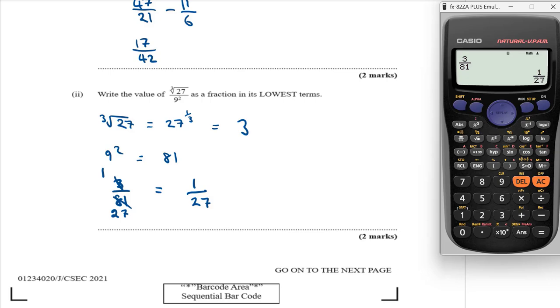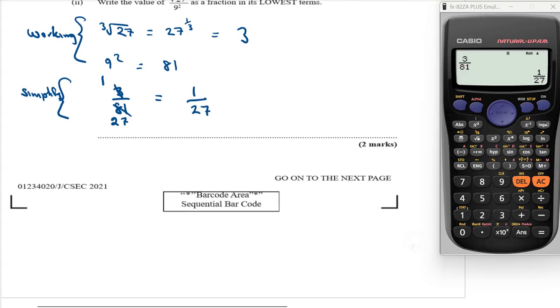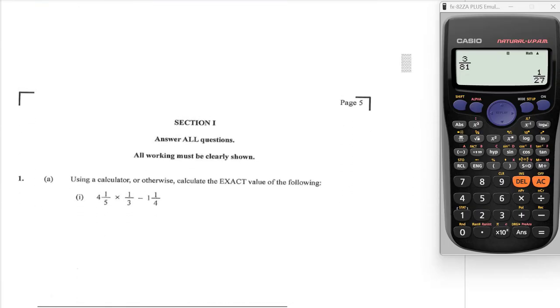So that is where we get the 2 marks from. We show our working. So this is our working out for the 1 mark, and then to simplify, we get the other mark. Let's look at the other question.